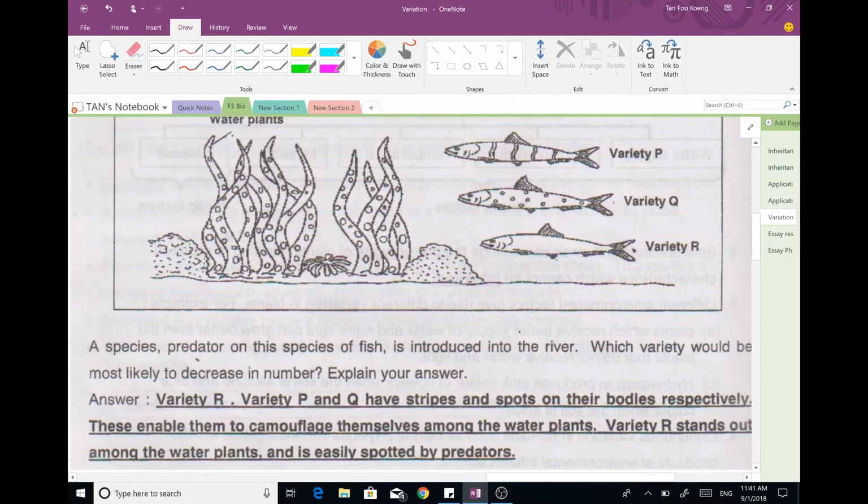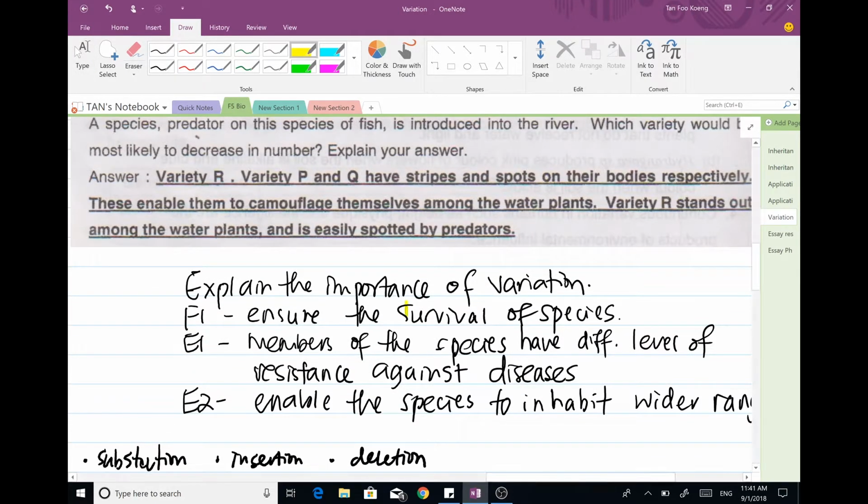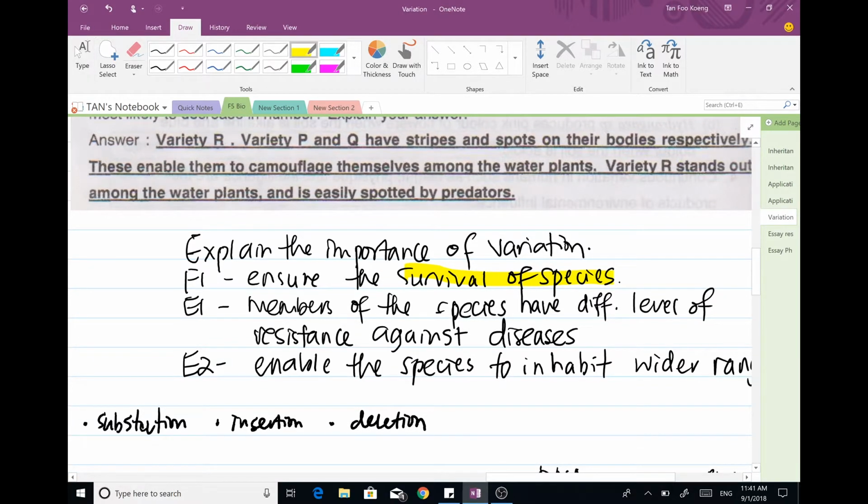Alright, so as such, why is it important? It is important to ensure the survival of that species, because if all of us have the same genotype, then most likely we will have the same phenotype, and as such, we will also have the same level of resistance against disease. So if one disease strikes us, all the members of that species will be totally wiped out. So that's why we need variation, to ensure that we have different levels of resistance against diseases.